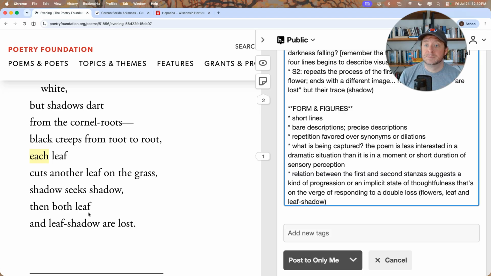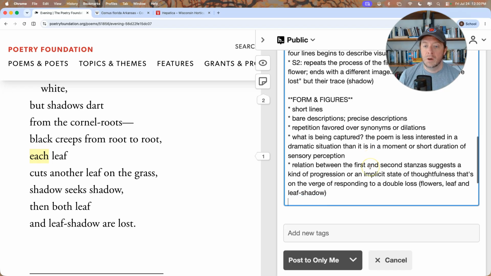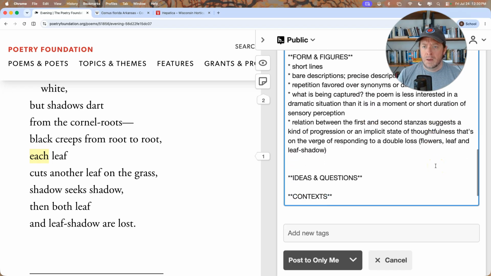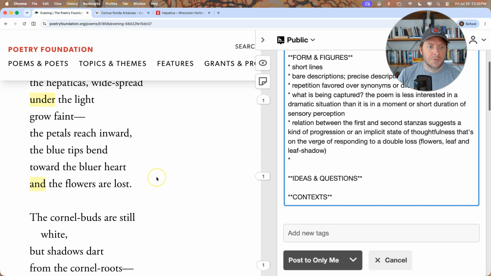Okay. So thinking about how the poem isn't actually a single vision, but a kind of double vision or a juxtaposition of two senses of loss. But then it leaves it up to the reader to suss out the significance of that. And that I think again is tied to the length of the lines, the bareness or precision of the descriptions, but also the repetition. Okay, maybe that's enough about form for now.